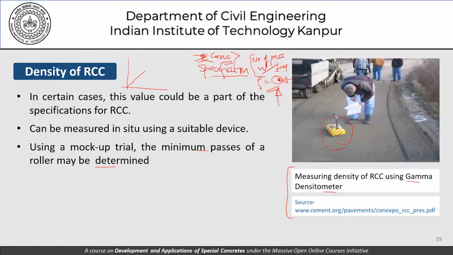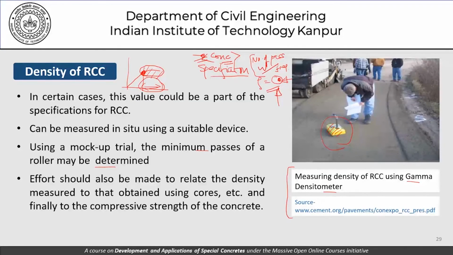So we would like to get somewhere here where at least we are able to achieve the maximum possible density and not have an unnecessarily large amount of passes which is not contributing to the densification of the concrete. Effort should also be made to relate the density measured to that obtained using cores. And finally, the compressive strength of concrete. So we need to carry out this exercise in one project or another, so that data becomes a part of our understanding and experience when we go to use roller compacted concrete in a similar project somewhere else.